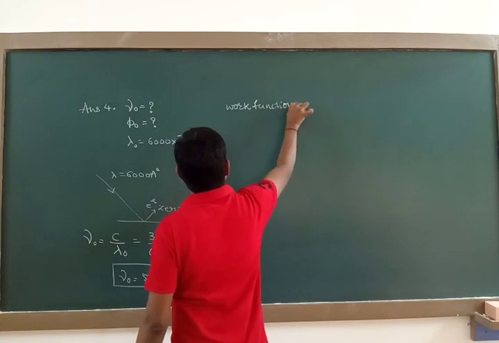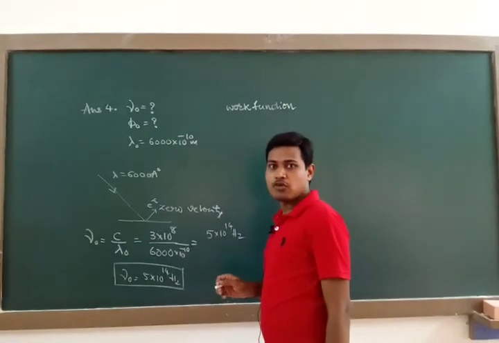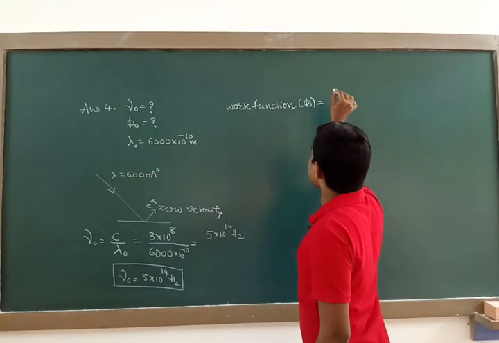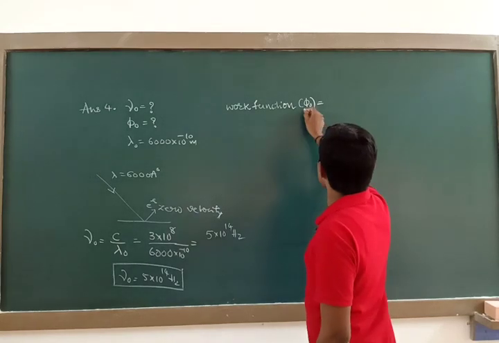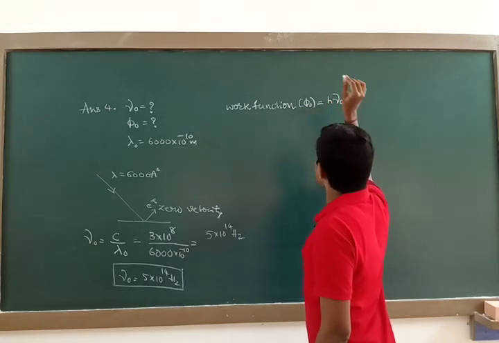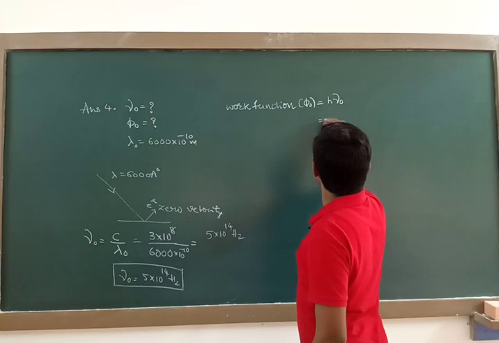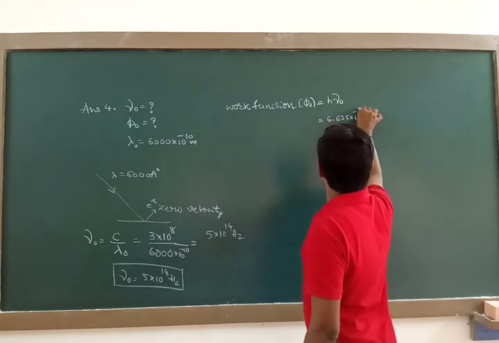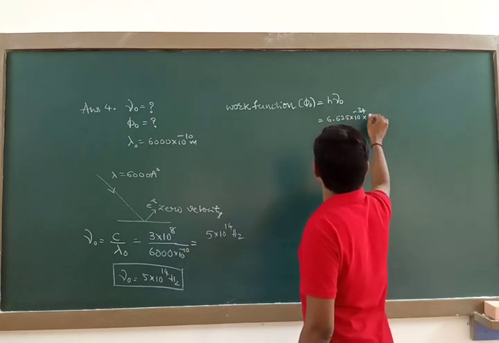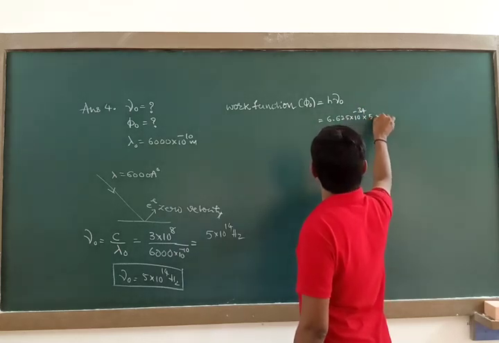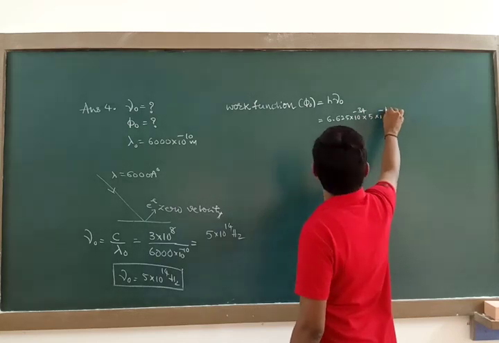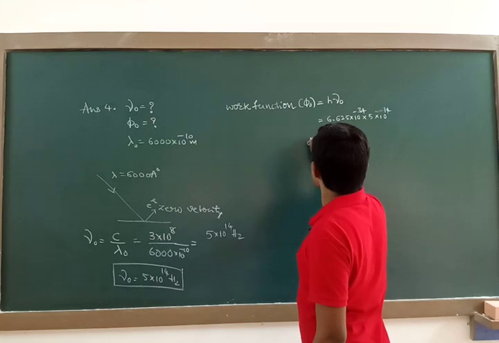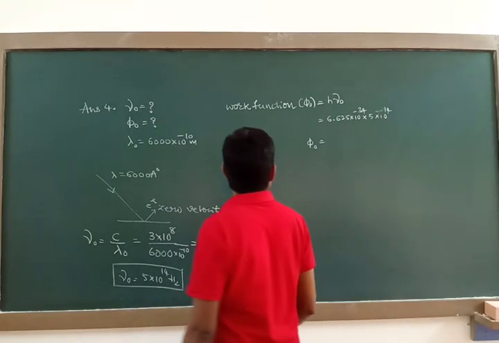It is the minimum energy required for the electrons to escape from the metallic surface, called the work function, that is φ₀. It is given as hν₀. Here h means Planck's constant, 6.625 × 10^-34, multiplied by ν₀. What is ν₀? 5 × 10^14. So students, this is the work function.